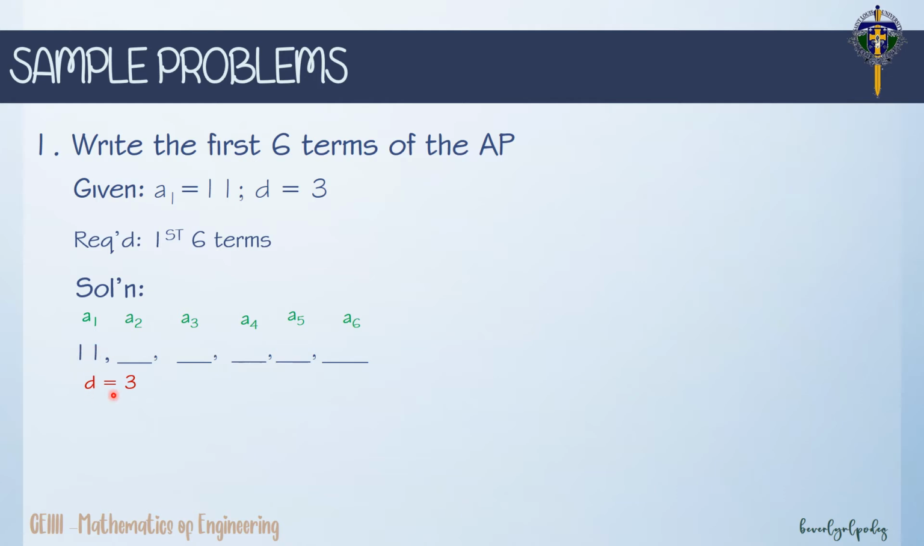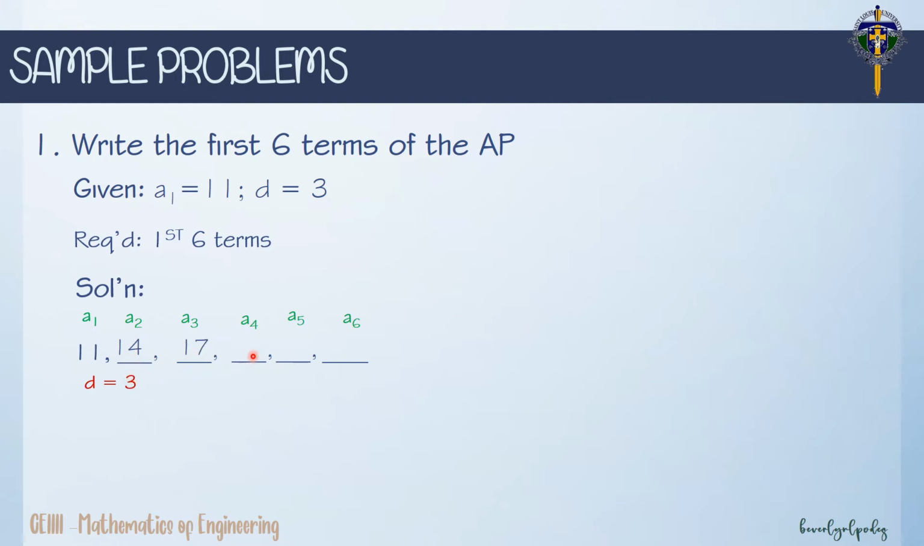So if we are going to apply that here on the second term, that is simply the summation of the preceding term, which is 11, plus the common difference, which is 3. That is simply 11 plus 3. The second term is now 14. Next, for the third term, again, the third term is just the summation of the preceding term plus the common difference. So the preceding term is 14 plus the common difference, which is 3. 14 plus 3 is 17.